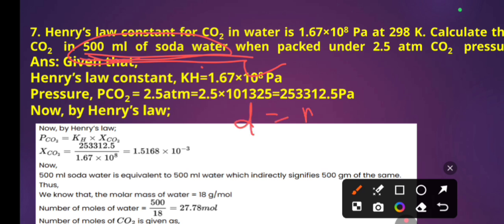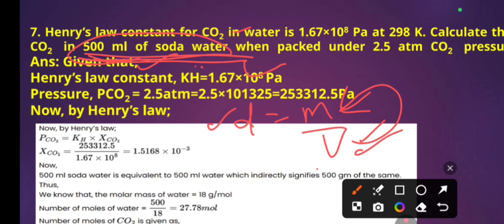Density is equal to mass by volume. The volume of pure water is given to you, that is 500 ml. Why have you taken 500 ml equal to the solution? Because the solubility of carbon dioxide gas you can neglect here, that is, its volume you can neglect. So the volume of solution becomes equal to the volume of pure water. By using this you can solve the mass. The density of pure water is equal to 1, so the volume becomes equal to the mass of solvent only.